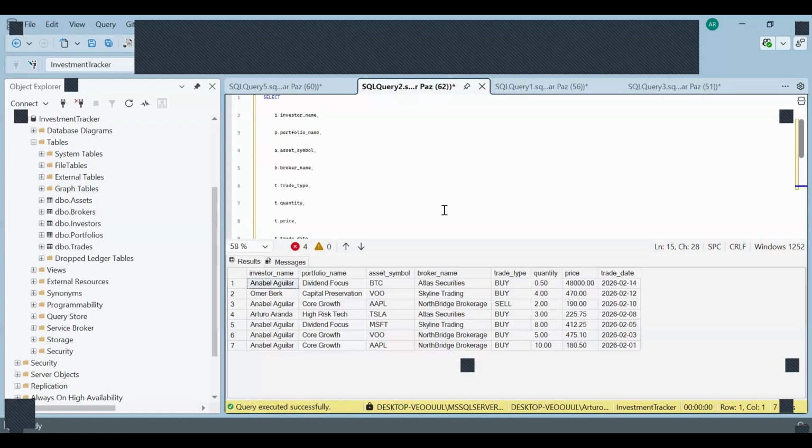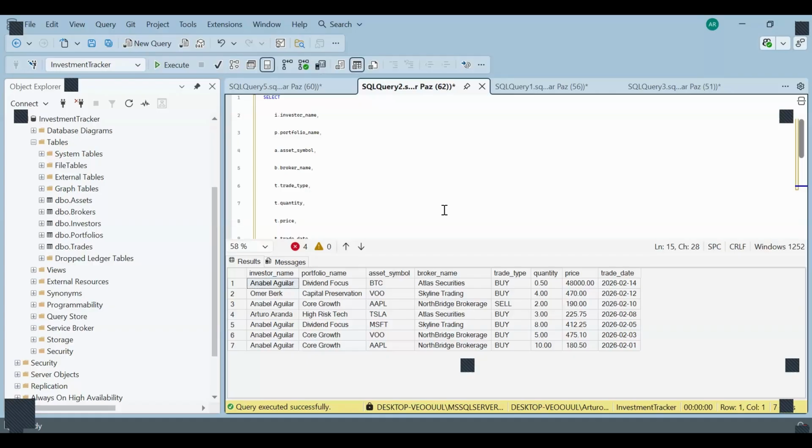So now we're gonna demonstrate that the database actually works. We created different queries. For our first query, we are demonstrating a join across multiple tables. In this query, it joins the trades table with the portfolios, investors, assets, and brokers tables.